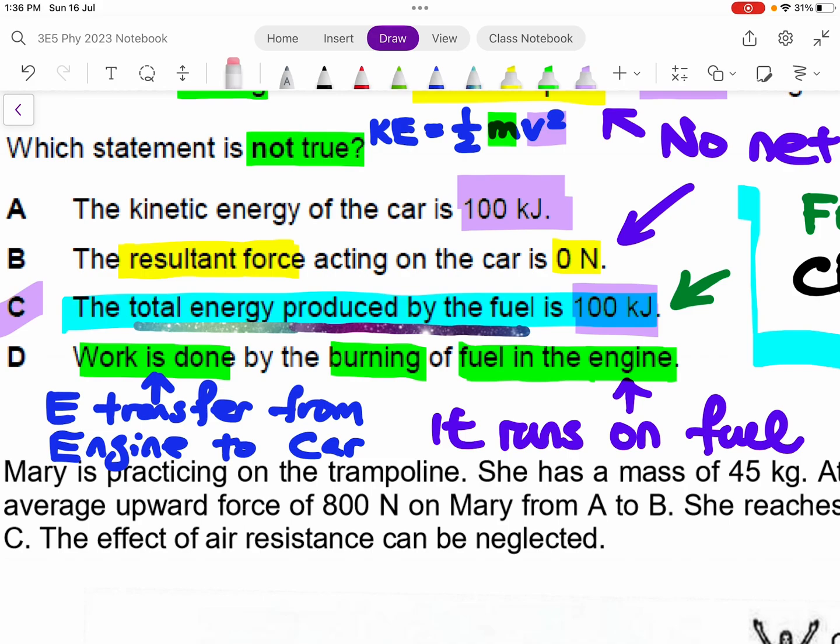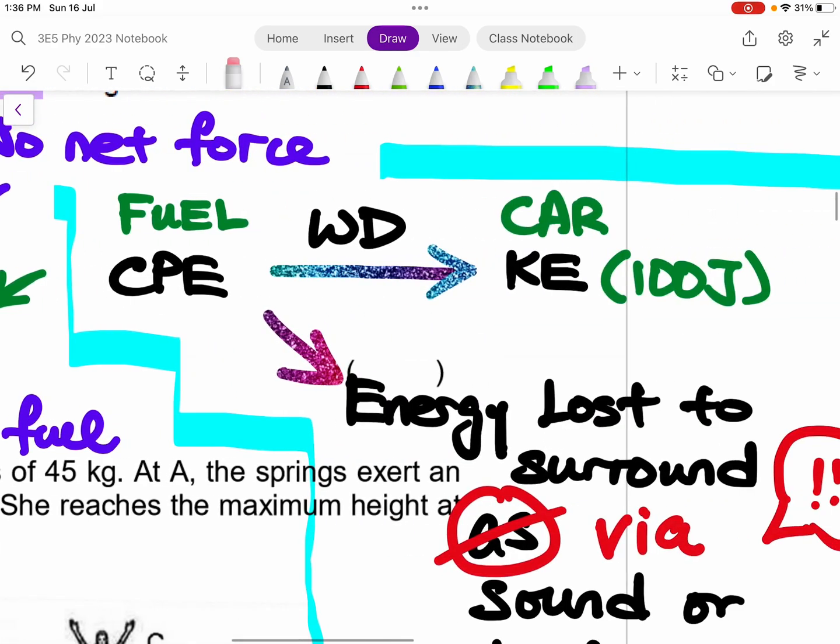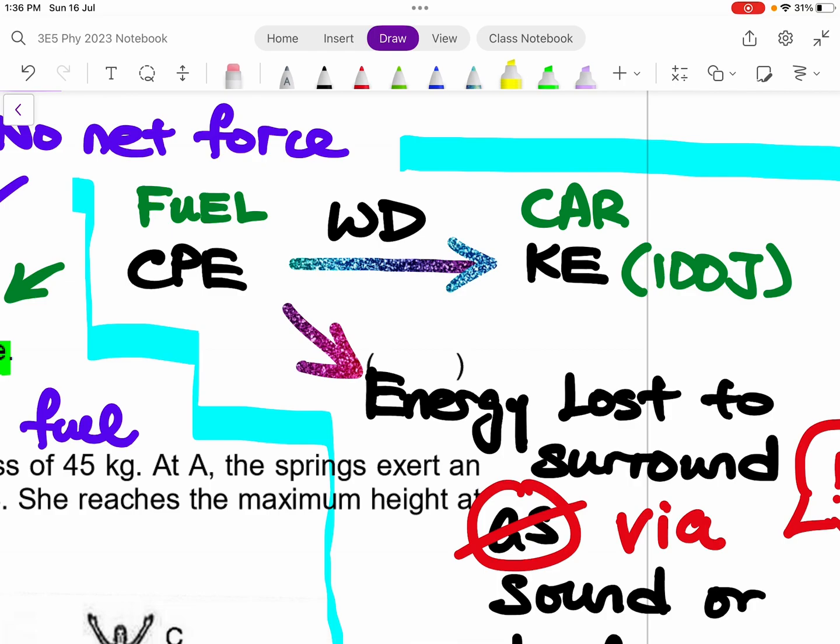Now, like I said, when I was talking about D, I said that of the chemical potential energy released by the fuel, some of it will heat up the engine. That's why your engine becomes hot, right? When you touch the car bonnet, the front part of the car. And some of it, most of it, will turn into kinetic energy, which will move the car. So if we look at this, it means that your chemical potential energy from the fuel, upon burning, will turn into work done, transferring it to the car, which is then converted into kinetic energy.